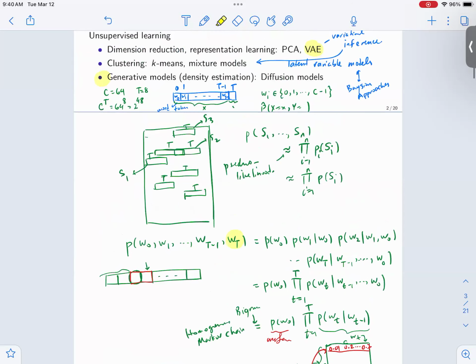In the examples that we had, t is equal to 8, the context is 8, and C is 64. So let's say you're tokenizing the letters of the alphabet: 26 lowercase, 26 uppercase, and a bunch of punctuation. So 64 or 65 is a good size for the English language. Each one of these words will have 64 levels, and we call them words, but they're really tokens.